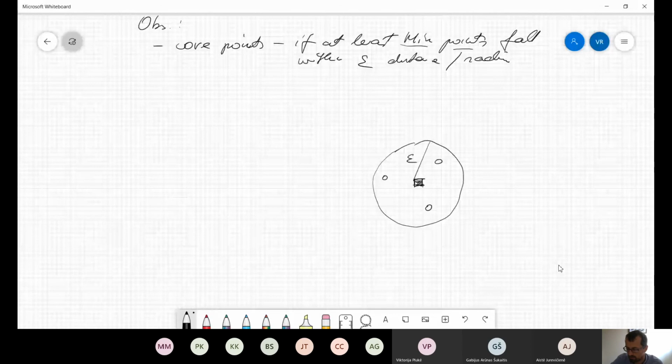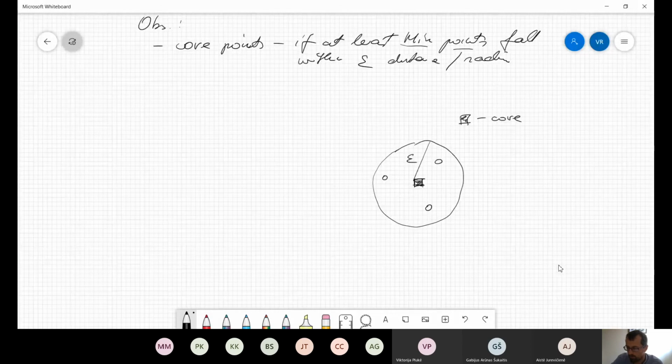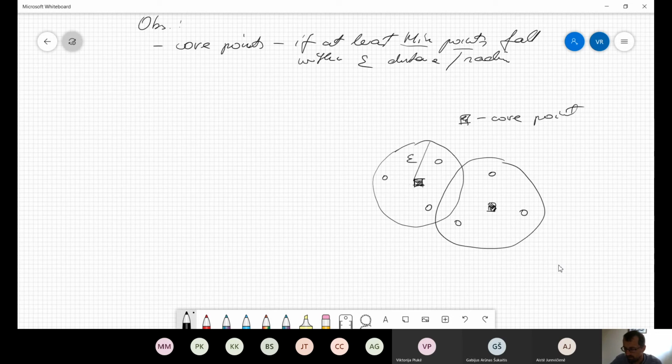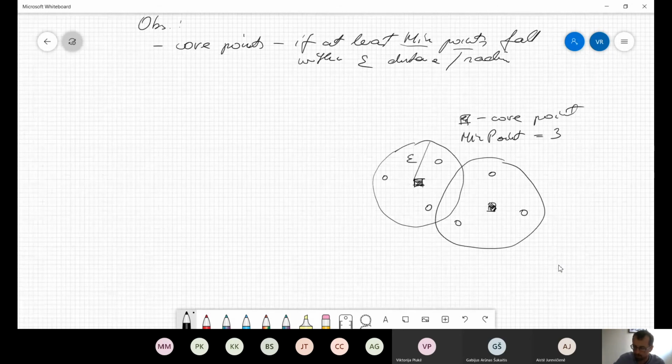So basically, let's say this is the core point, right? So we can have another core point which would have 1, 2, 3. So our min points, let's say it is equal to 3, right? So if 3 points are within the epsilon, we consider these points to be core points.